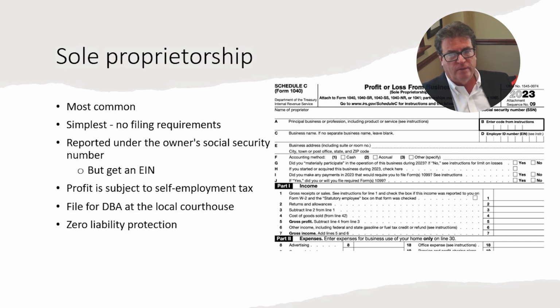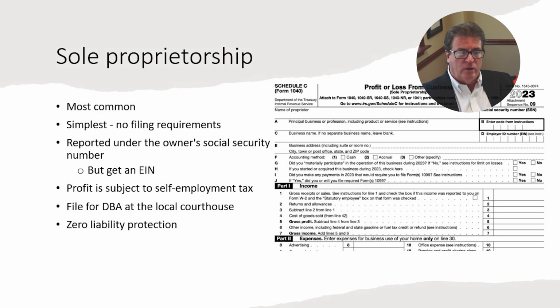So the most common and the simplest is a sole proprietorship. And if you've ever had a Schedule C on a tax return, this is really what you have. You've decided to go into business doing something and just jumped in. Well, you've got a sole proprietorship. And as you can see by the form here, that is reported under the owner's Social Security number, even if you might have an EIN.